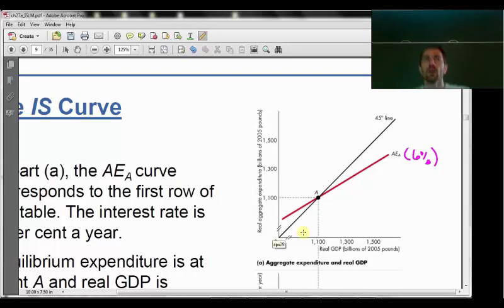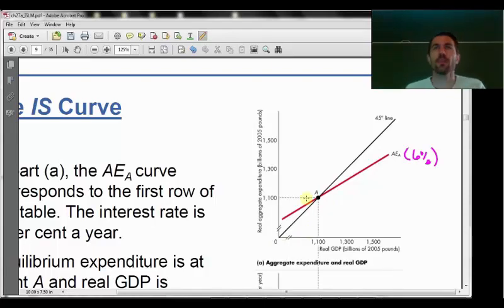Okay. So let me now ask you, if the interest rate decreases, what happens to investment spending? What can we expect should happen to investment spending if the interest rate decreases? We expect investment spending to go up. If investment spending goes up, what happens to our aggregate expenditure curve? It increases. In other words, it shifts upwards.